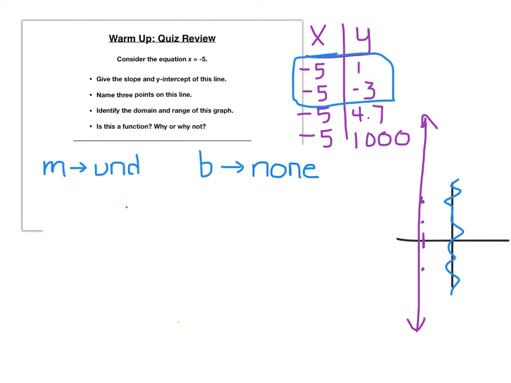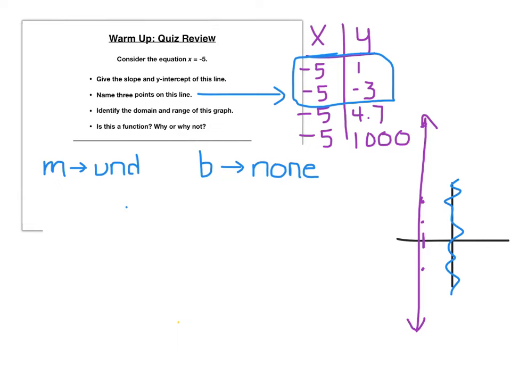Okay, name 3 points on this line. Well, I kind of did that over here, right? When we made up our coordinates. They could be anything as long as it starts with -5. So -5, comma, something. And I would want you to list 3 specific points.